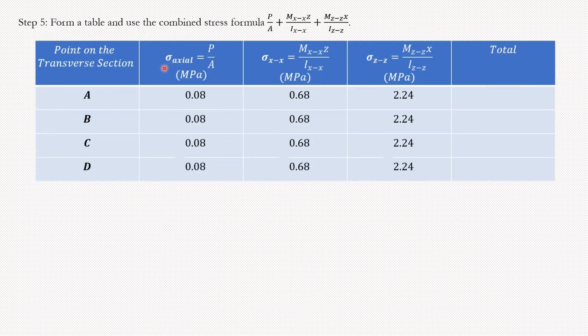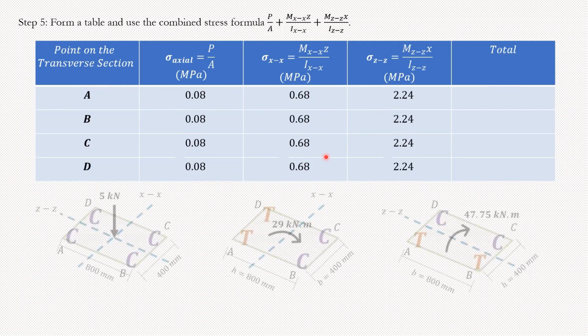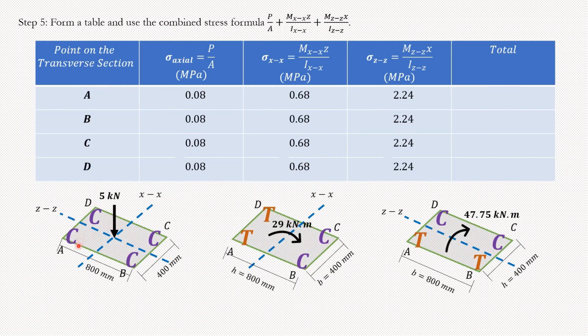Now that we're done with this step, we can just form a table and use the combined stress formula that we have, add the stresses together. So one step closer to the final. So here, I have all my stresses, but I haven't put any signs for them, right? But I did determine which side was compression, which side was tension. So let's bring all of them back up again.